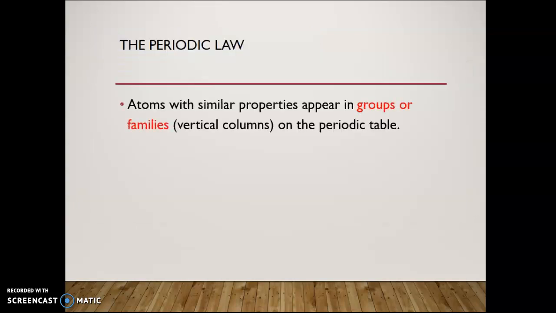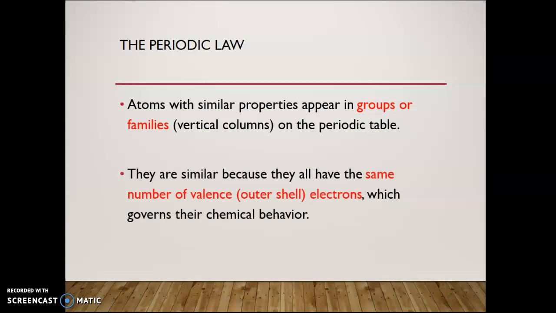Okay, so periodic law. So the first thing is this: atoms with similar properties appear in groups or families on the periodic table. So as you go down a column, you should have similar properties. They're similar because they have the same number of valence electrons. So lithium is going to behave in much the same way that sodium is going to behave, in much the same way that potassium is going to behave, all because they have 1 valence electron. Okay, and that sort of governs their behavior.